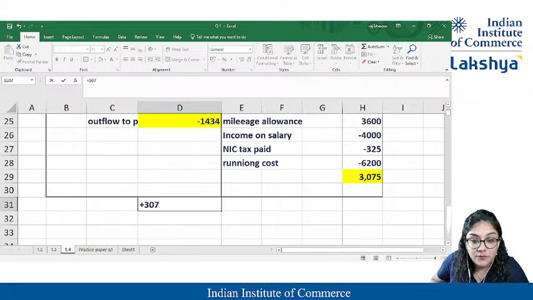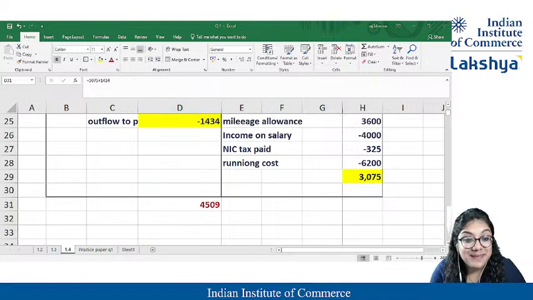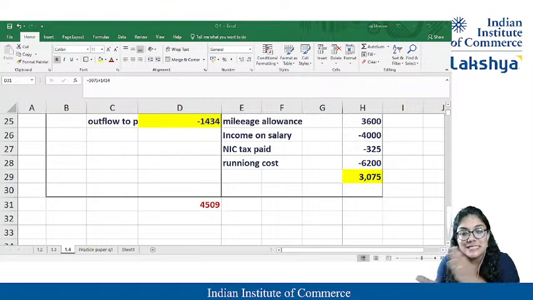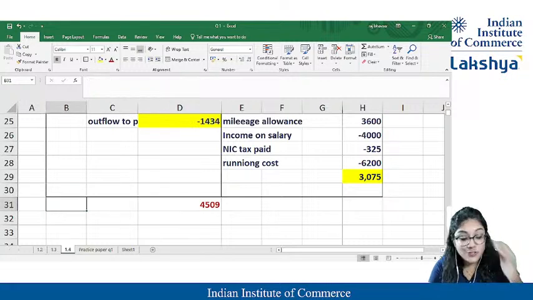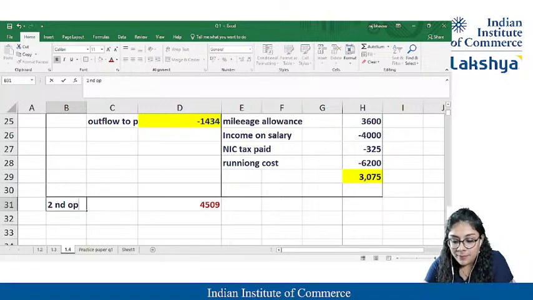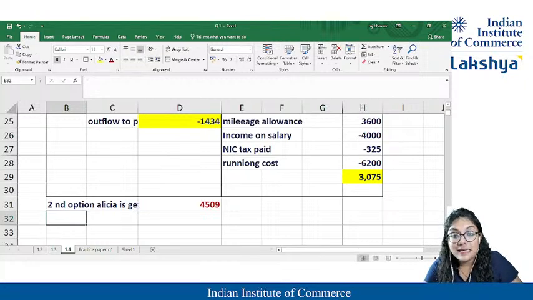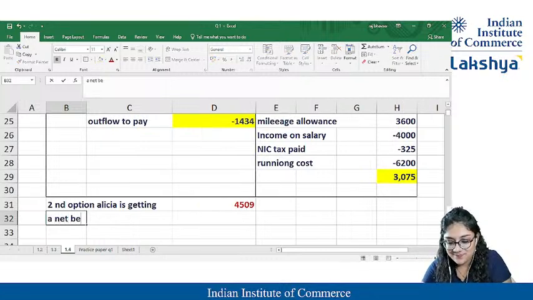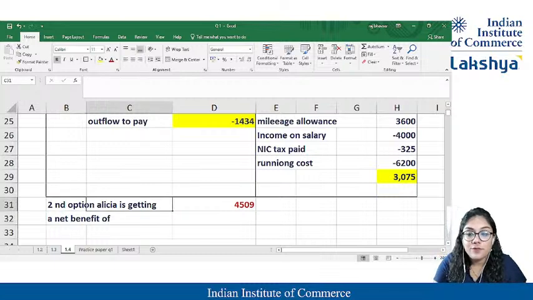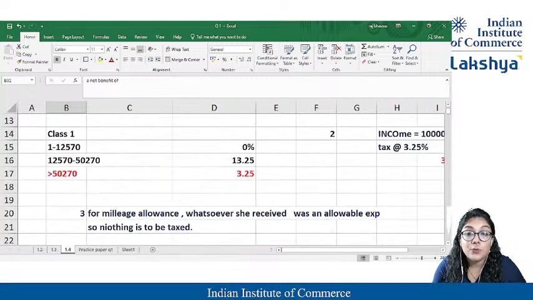So that means I am having a benefit of 305 plus 1434. This is known as my net benefit. So by accepting the cash salary in option 2, Alicia can get a net benefit of this. Means by choosing the second option, Alicia is getting a net benefit of 4509. And I hope you guys have understood it. 4509, students, this is what is expected from you all to write in the paper.